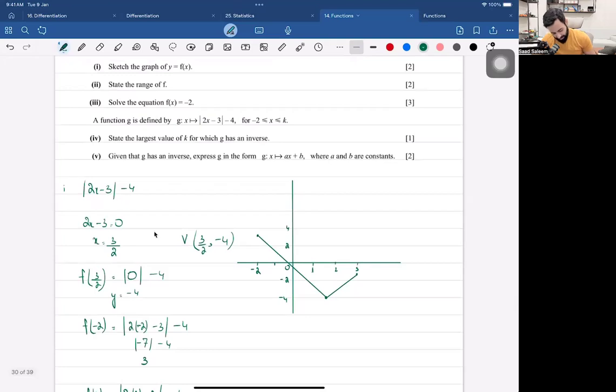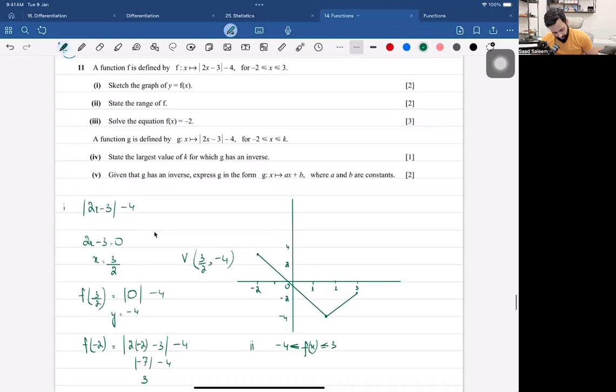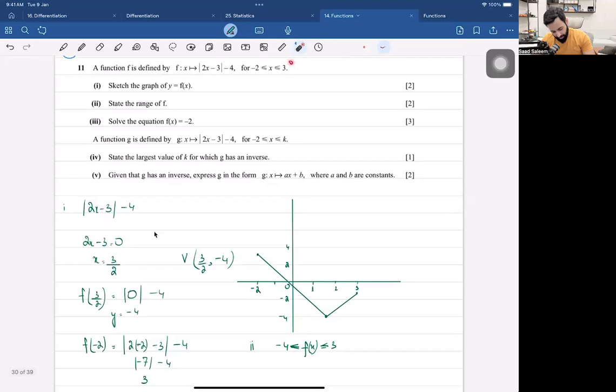Now that you have the graph, stating the range is even easier. You can see that the minimum value is minus 4 and the maximum value is positive 3. So the range of f is greater than or equal to minus 4 and less than or equal to 3. Now, why are we considering 3 and why are we considering minus 4? That's because both the endpoints are included. Minus 4 will be included whatsoever because it's somewhere in between. But why are we considering 3?